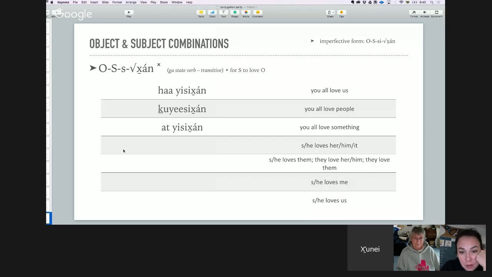Kuvuch. She or he loves her, him or it. Asechan. Asachan. Sisla, she or he loves them, they love her or him, they love them. Hasashan. She or he loves me. Chat second. Chatsachan. So I've got to drop the. She or he loves us.